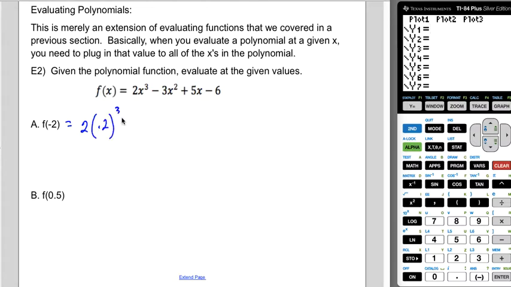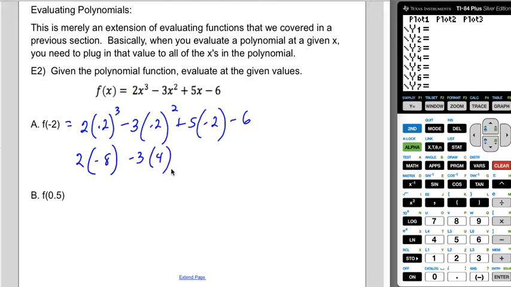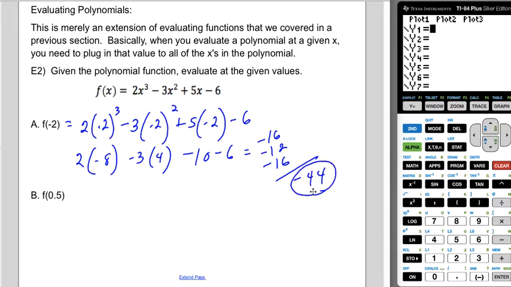Negative 2 has to be cubed, right? Minus a 3 times negative 2 squared, plus a 5 times that negative 2, minus a 6, right? This is going to be a 2 times a negative 8, minus a 3 times a positive 4, minus a 10 minus a 6, right? I seem to get an awful lot of negatives. So I seem to get negative 16 and negative 12, and then another negative 16 for the 10 and the 6, right? So that should be a negative 32 and another negative 12. So I think we get a negative 44. Yeah, so there we have it.